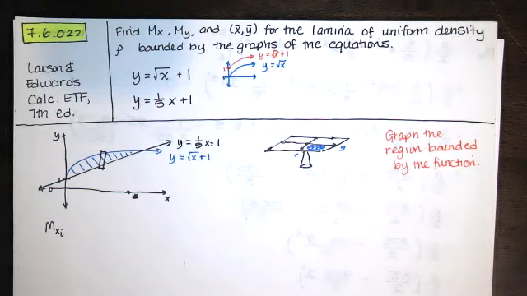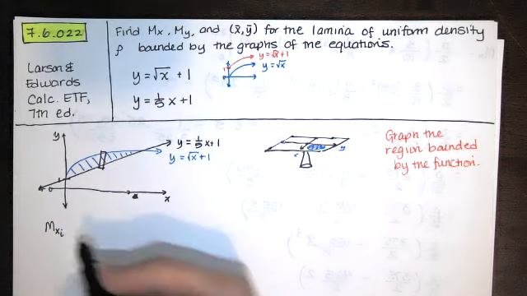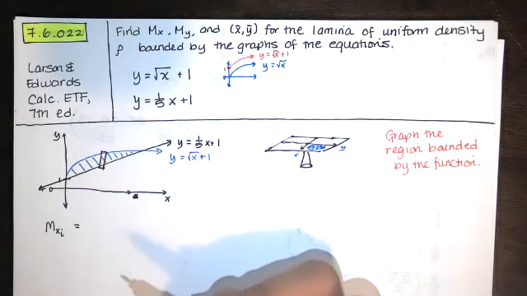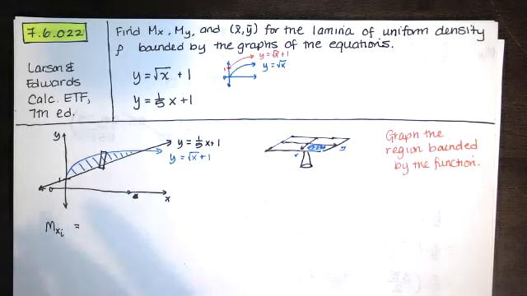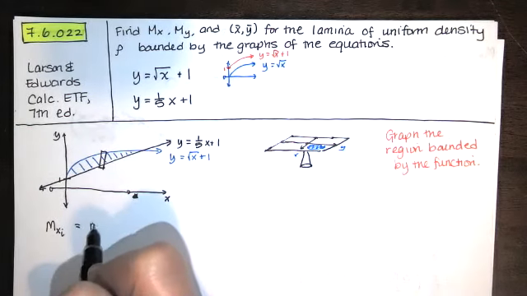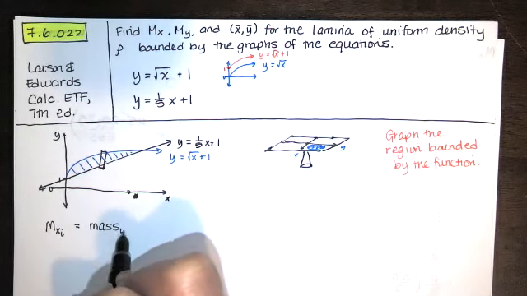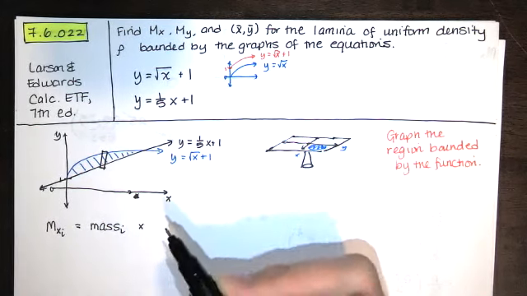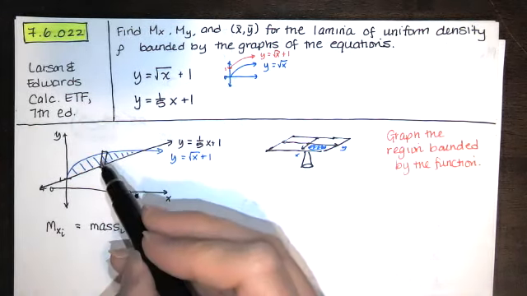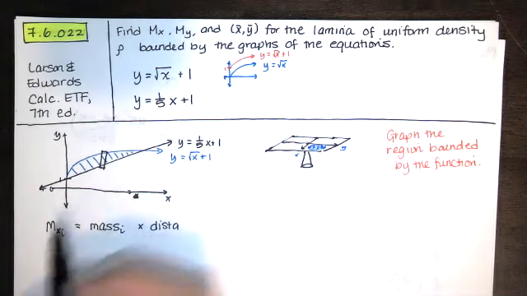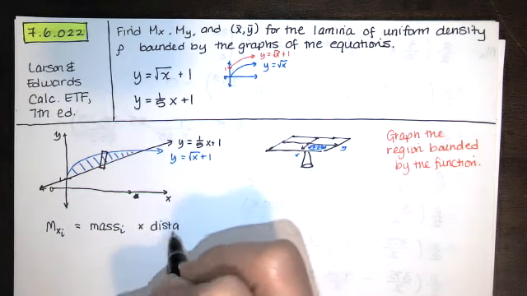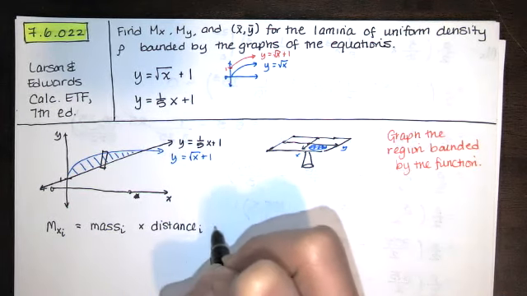And so I'll denote that, if that's the ith rectangular slice, by m sub x sub i. And it turns out that the moment about the x-axis, if the x-axis is fixed, is defined to be the mass of that piece times the average distance between that piece and the x-axis. And it's the distance to the x-axis because we're looking at the moment about the x-axis.